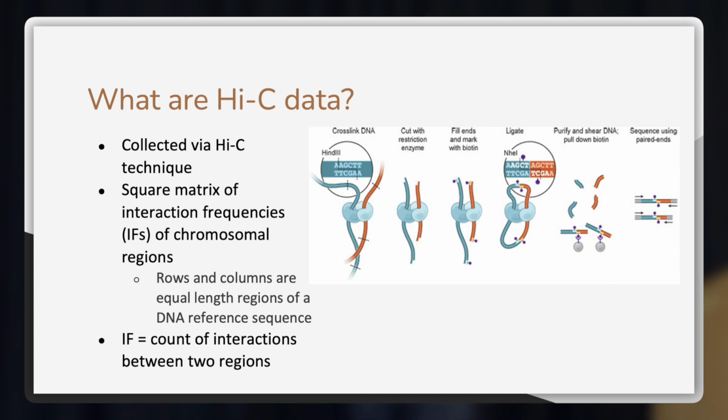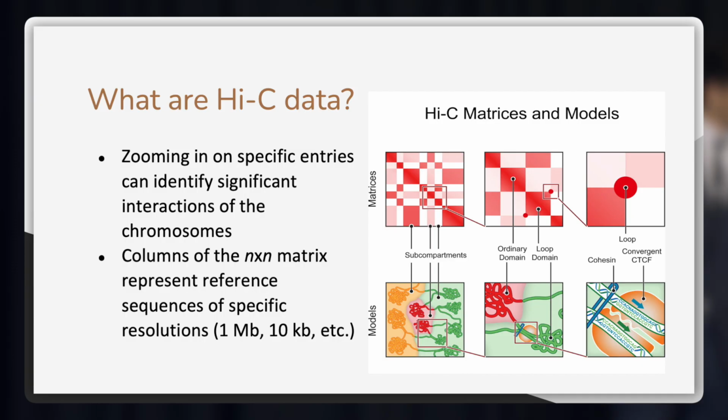called pair reads. And the amount of interactions between those pair reads are known as interaction frequencies, which construct a square matrix of these chromosomal regions, of these pair read regions, where the rows and columns are equal lengths of the DNA regions of the DNA reference sequence. So what this looks like visually, this first row here is a heat map of the matrix where entries of higher magnitude are shown in darker red, darker colors, where areas of lower magnitude are in white or the lighter colors.